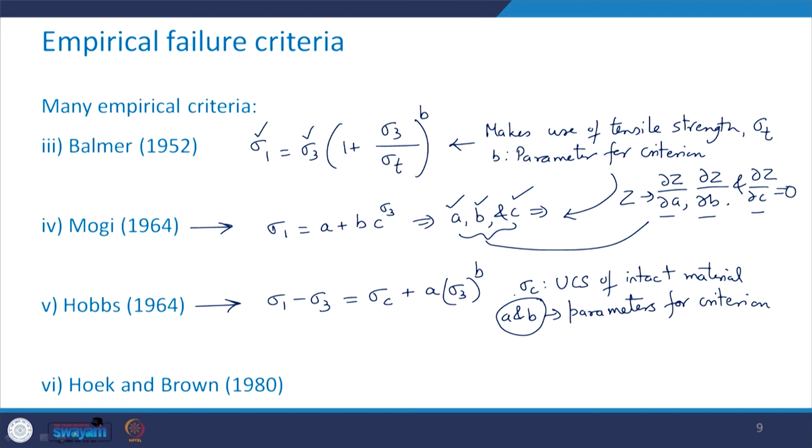The next empirical criteria in this category is the Hoek-Brown criterion, which was given in 1980, and this is the criteria which is most commonly adopted in order to represent the failure criteria for rocks and rock masses. So, in the next class we are going to take up this criterion in detail, its equation, derivation, how to determine its parameters.